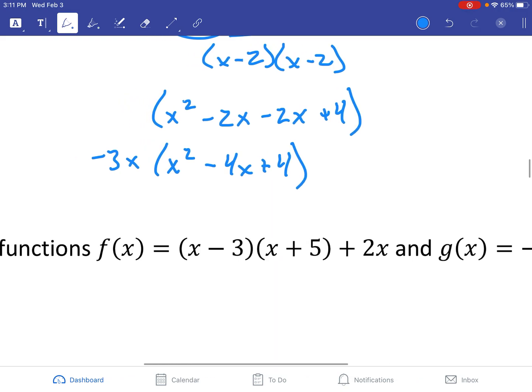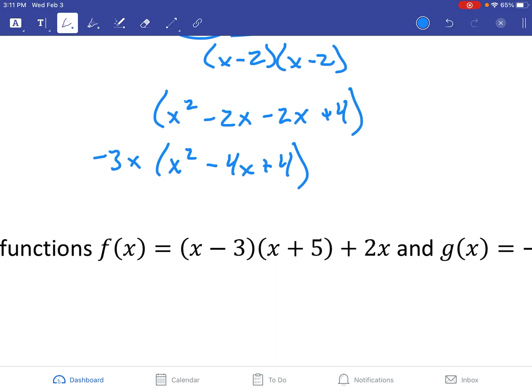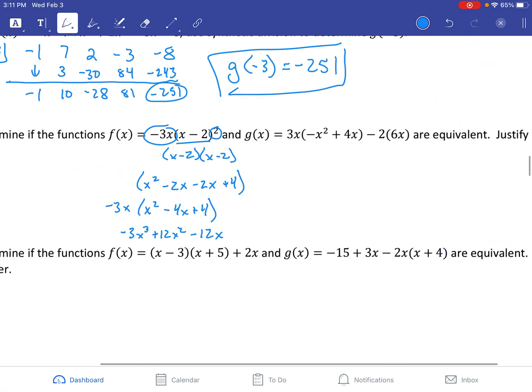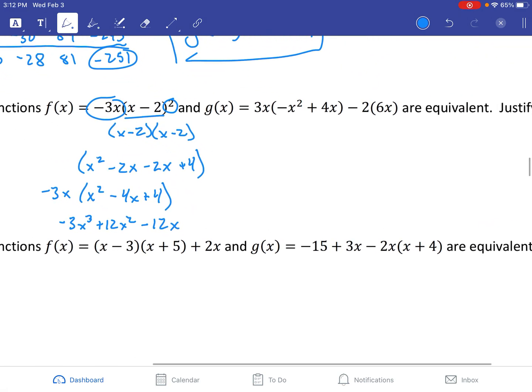Now that we have that, we're going to multiply it through our parentheses. Negative 3x times x squared is negative 3x to the 3rd. Negative 3x times negative 4 is positive 12x squared. And negative 3x times 4 is going to be negative 12x. Okay, so that's the answer for the one side. Now we're going to do the other side and see what we come up with.